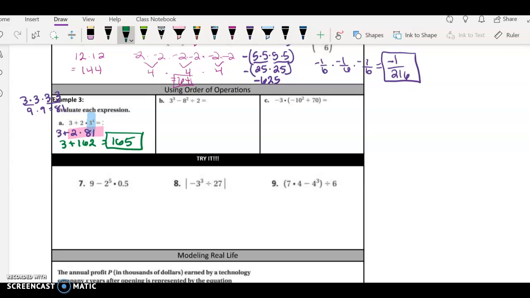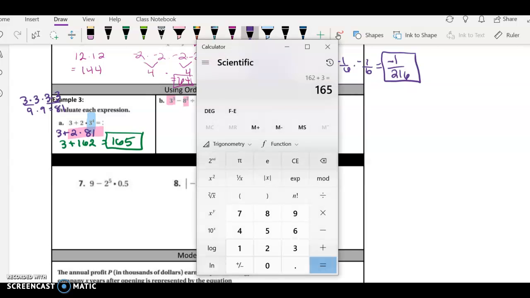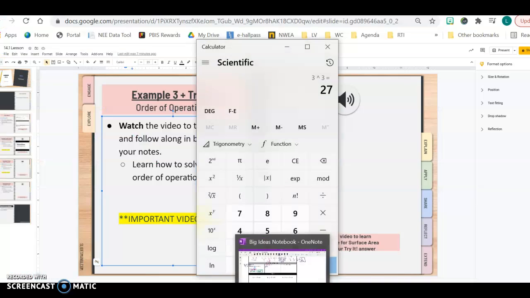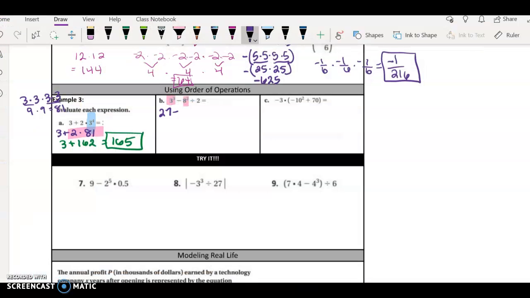All right, then B. We have 2 sets of exponents, so we're going to do those first before we do anything else. And you'll notice that the 8 isn't negative 8 in parentheses. It's just 8. So we're going to do 3 cubed. So 3 with this little button that cubes it, we get 27. So this is now 27 minus 8 squared. 8 squared, which is 64, because that's just 8 times 8, divided by 2.